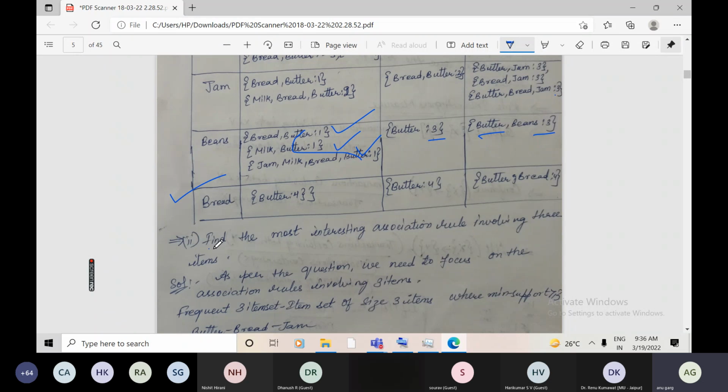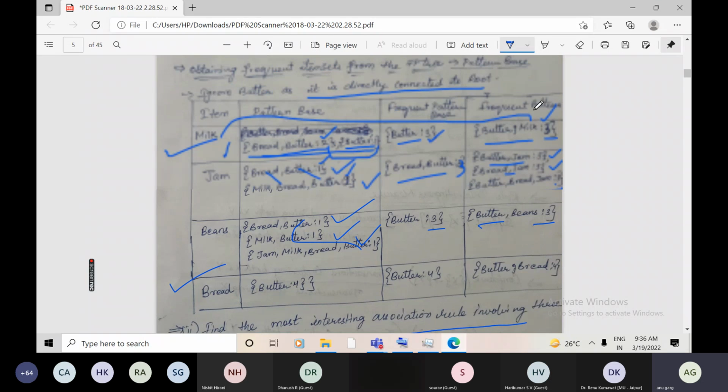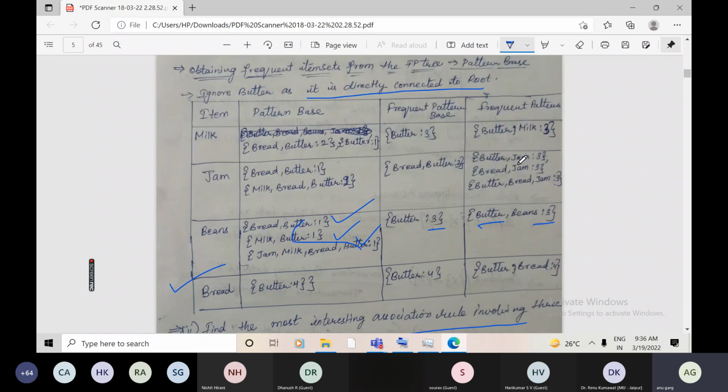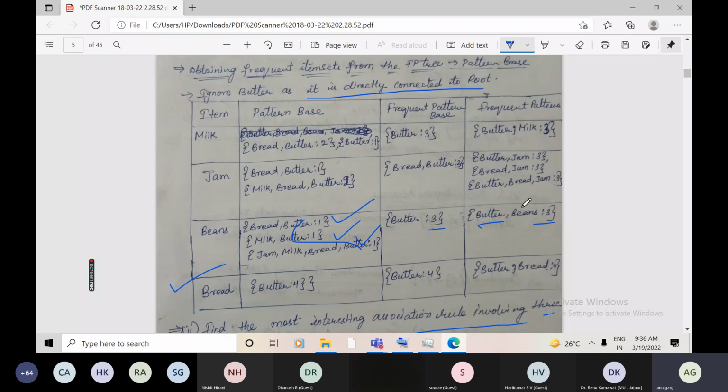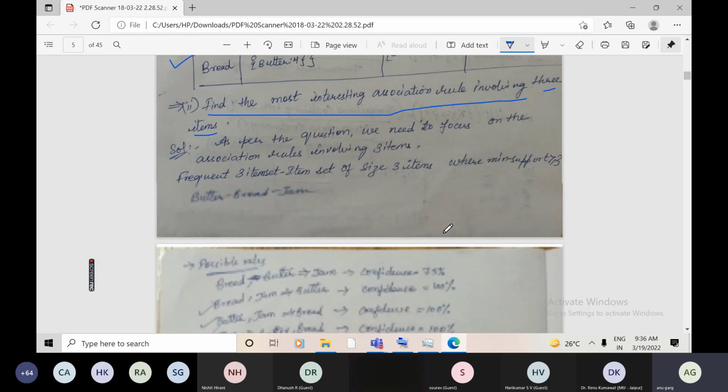Second part for this question is find the most interesting association rule involving 3 items. Now, out of all these frequent item sets, which rule is the most interesting rule? We need to find it, and it should involve 3 items. Now, out of all these, which is the one which involves 3 items? So, bread, butter, jam is the one where we have 3 items, okay?